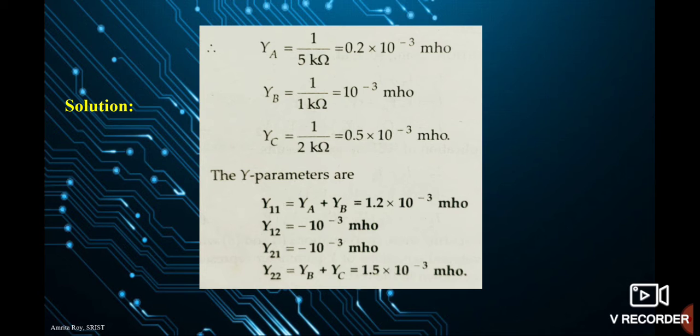So the Y parameters are Y11 equals YA plus YB, that is 1.2 into 10 to the power minus 3 mho, Y12 equals minus 10 to the power minus 3 mho, and Y21 equals 10 to the power minus 3 mho. Y22 will be equal to YB plus YC, giving us the value of 1.5 into 10 to the power minus 3 mho.